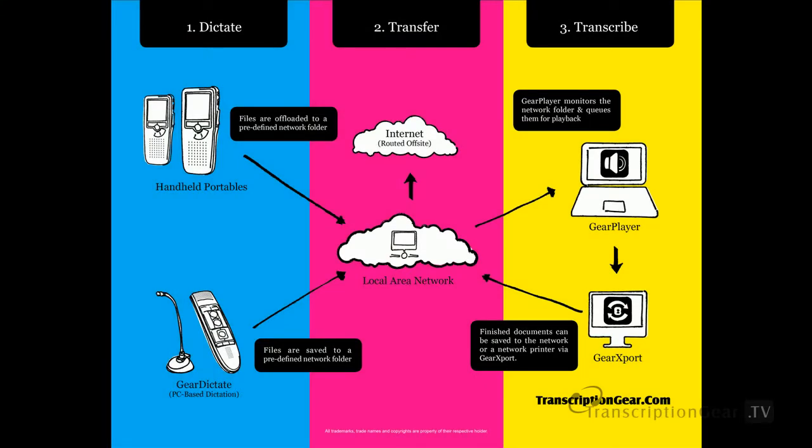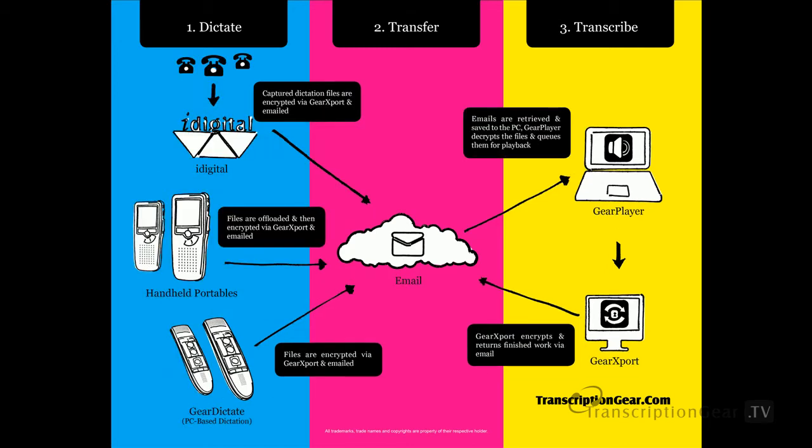Now I have three different workflow examples here, but they're all almost the same. You have the same steps. You have to dictate, transfer, transcribe those files, and then transfer them back to their final destination. Now you can dictate with a handheld portable, with Gear Dictate, or virtually any recording application or hardware. You can transfer those files via FTP, email, or local area network, and then you transcribe those files with software.